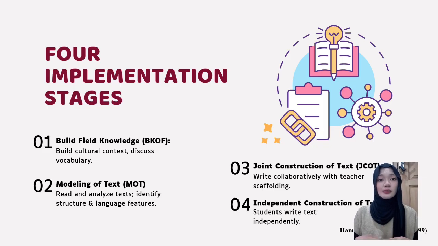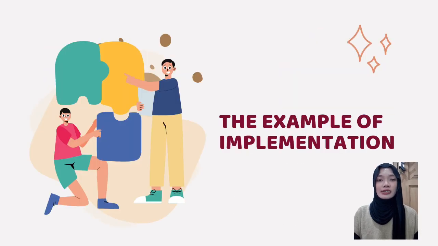And the last one is independent construction of text. Students write text by themselves. Through this stage, students can read and write text by themselves. And here is an example of how to implement this method in the classroom.